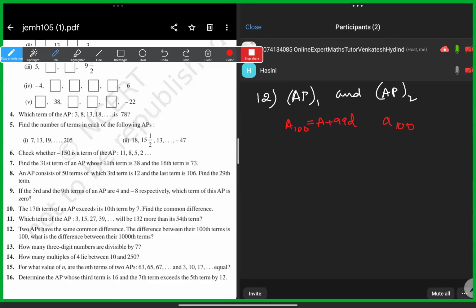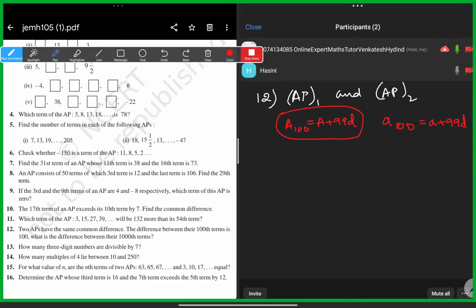Because it said in the question that the two APs have the same common difference. So small a 100 I am writing as small a plus 99 small d only. For both, you can see in the first, capital A 100, when I wrote, I wrote capital A, meaning the first term in the first series is capital A.